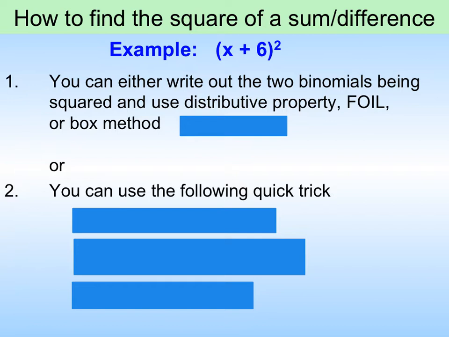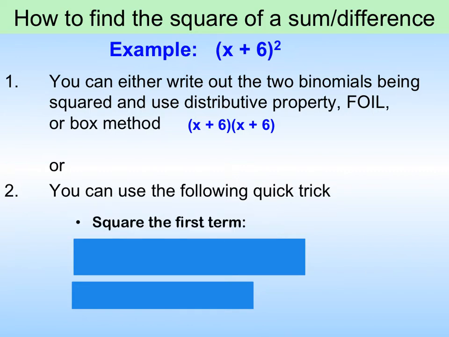Okay, so what we're going to look at first is how to find the square of a sum or a difference. The rules and steps would really be the same; it's just one has a plus, one has a minus. What can help you solve these is you either write out the two binomials being squared, and then use the distributive property, FOIL, or box methods. This is what you've already learned how to do, so that's definitely one possibility. I highly recommend this to people who are not good with shortcuts. Or the following quick trick is a way that you can also get this same answer.